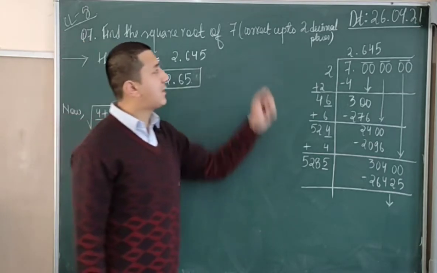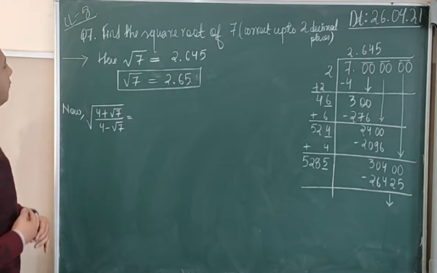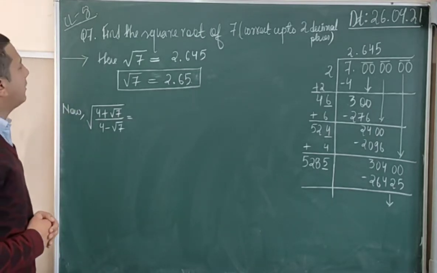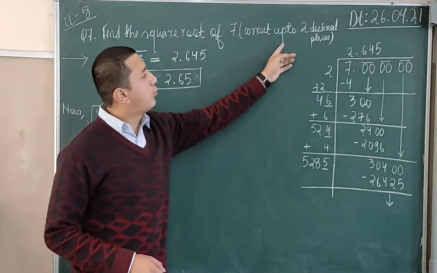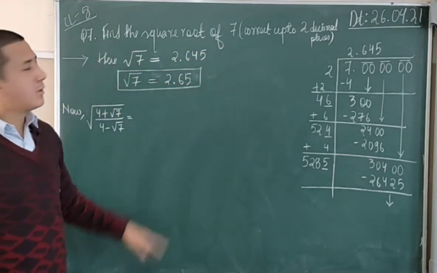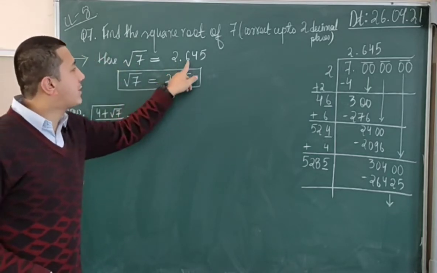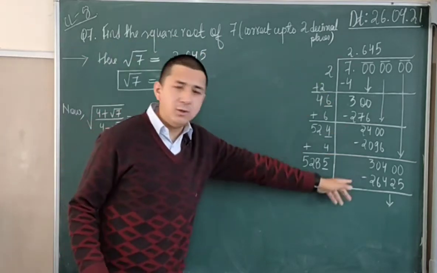Today is 26th of April, that is Monday, and in today's class I am starting from question number 7. Question number 7 says: find the square root of 7 correct up to 2 decimal places. So I need to find the square root of 7. Here I have calculated 2.645. How are we getting this? From the long division method.